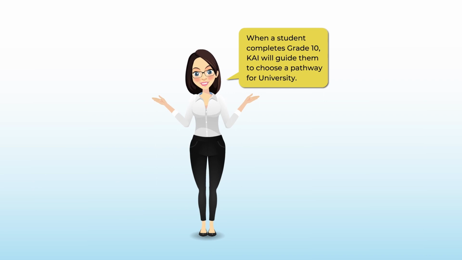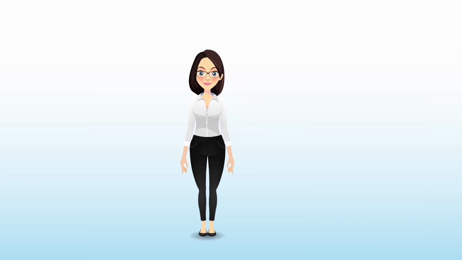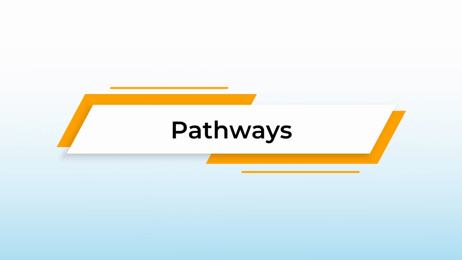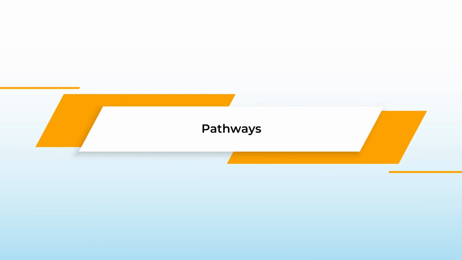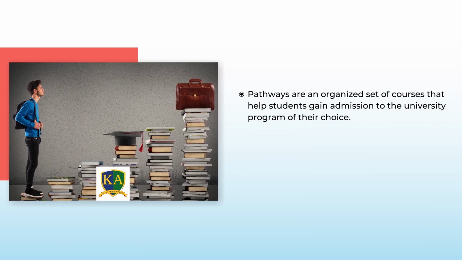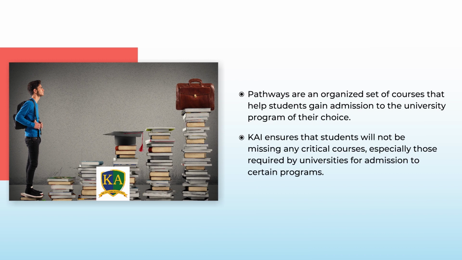When a student completes Grade 10, Canada Academy International will guide them to choose a pathway for university. Pathways are an organized set of courses that help students gain admission to the university program of their choice. Canada Academy International ensures that students will not be missing any critical courses, especially those required by universities for admission to certain programs.